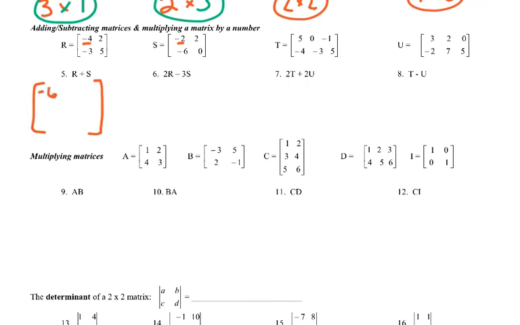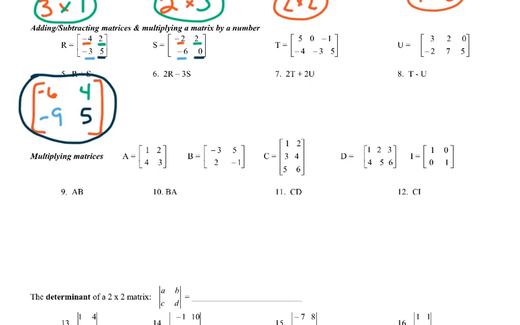-4 plus -2 is -6. +2 plus +2 is +4. -3 plus -6 is -9. And then 5 and 0, of course, would just be 5. You don't have to show any work, right? You can pretty much do that all in your head, adding 2 matrices.